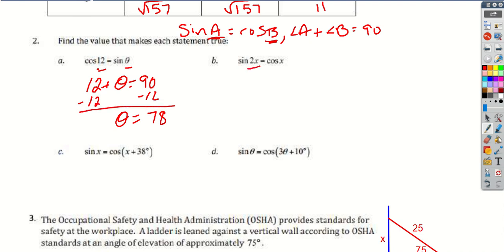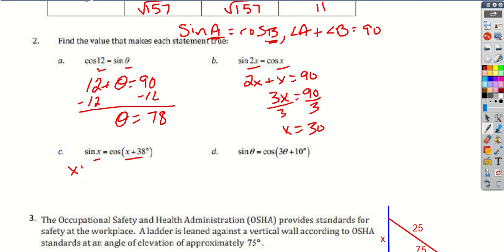Okay, same thing here. Those are angle measures. So 2x plus x is equal to 90. This is 3x. And then x is going to equal 30 after you divide by 3. All right, same token here. Those are angle measures. So x plus 38 is going to equal 90. We're going to do two moves here.